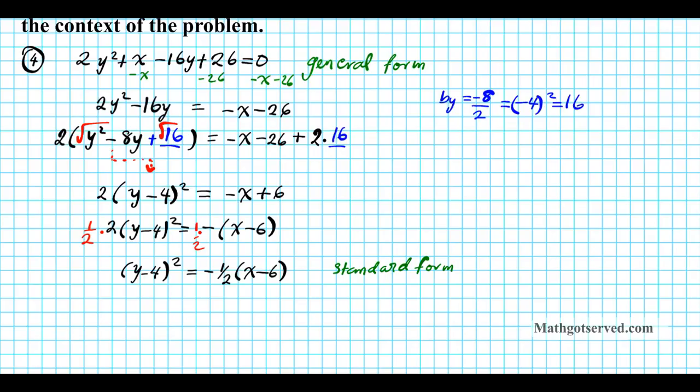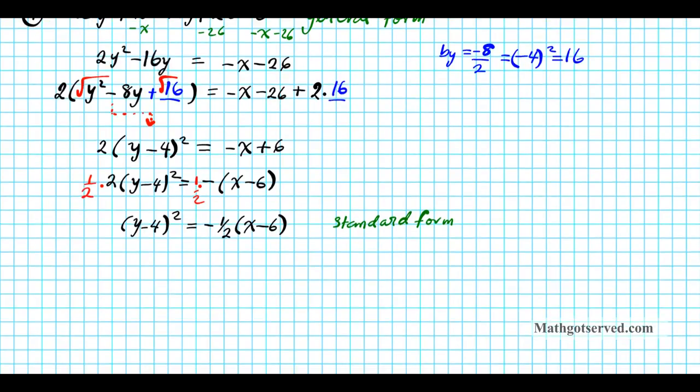All right, now we're going to go ahead and look for the properties. Okay, so let's find the properties. First thing we're going to do is identify what kind of conic this is. We already determined that. Only one variable is squared, so we have a parabola.